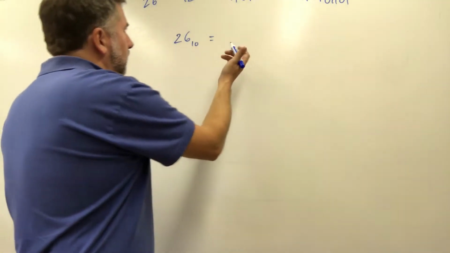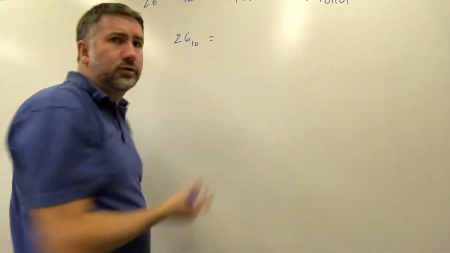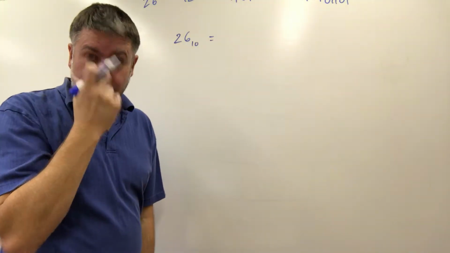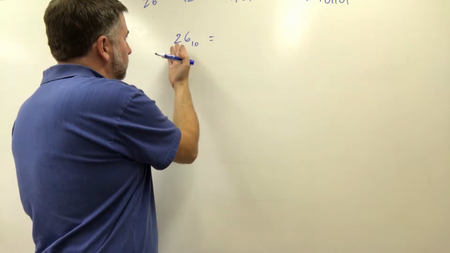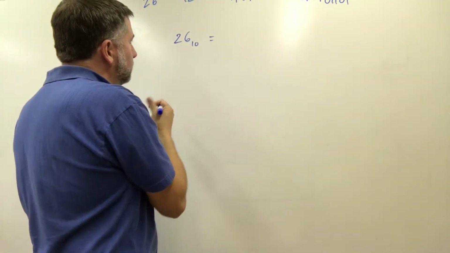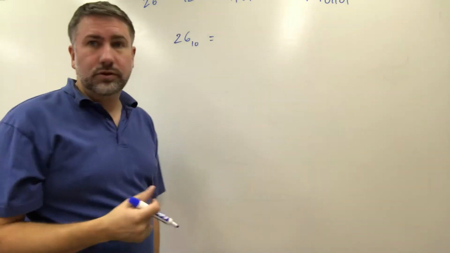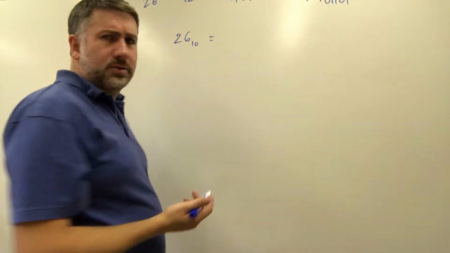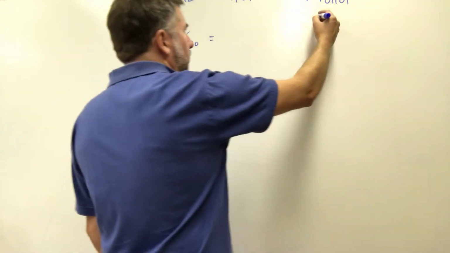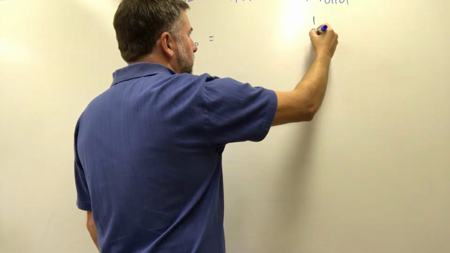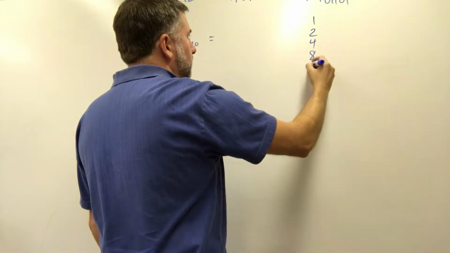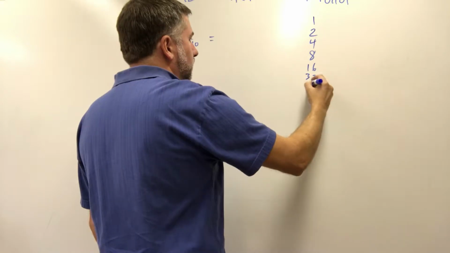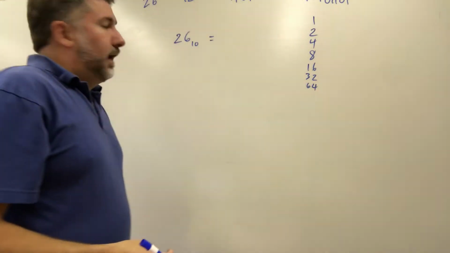So 26, we need powers of 2 to come out of this. When we're doing this in base 10, we use powers of 10. There's 2 10s and 6 1s, but now we're going to do this in base 2, so we need powers of 2. Well, what are some of our powers of 2? Well, we've got 1 is a power of 2, and 2, and 4, and 8, and 16, and 32, and 64, and on like that.